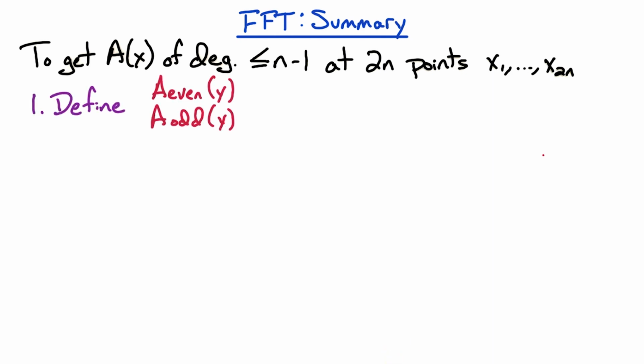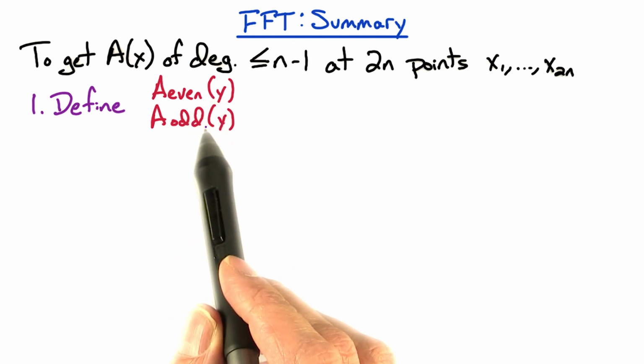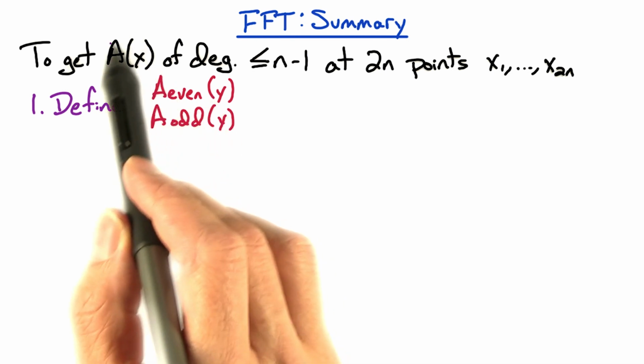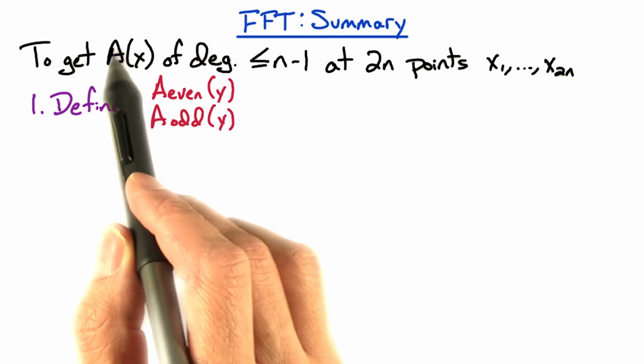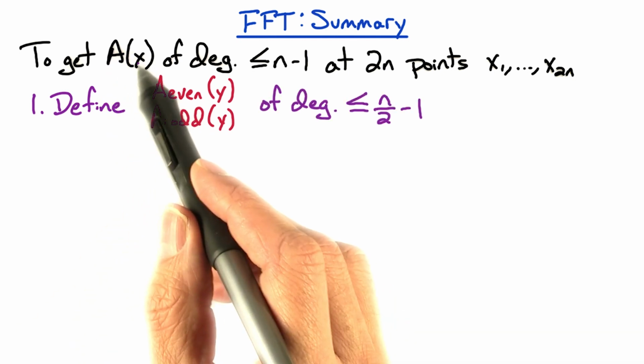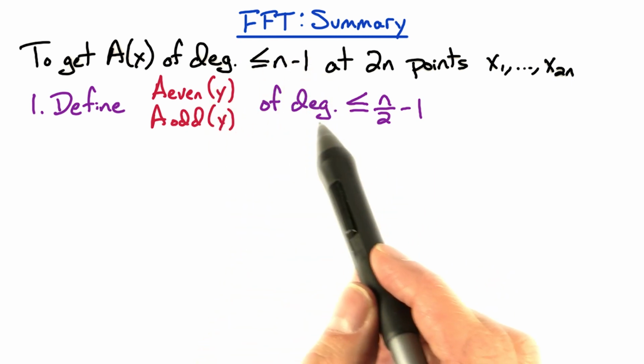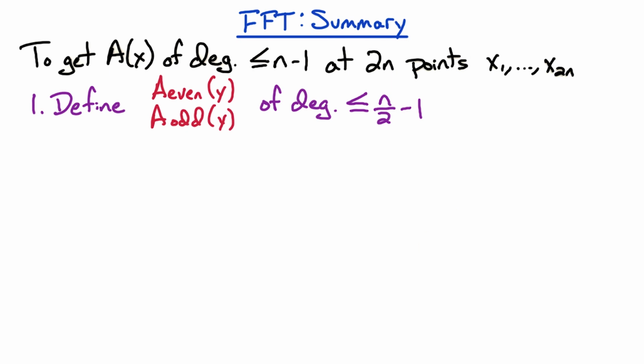Recall, our first step in our construction is to define this pair of polynomials a even and a odd. We do this by taking the even terms of a of x to define a even and the odd terms to define a odd. Whereas the original polynomial a of x was of degree at most n minus 1, each of these polynomials is of degree at most n over 2 minus 1. So the degree went down by half.